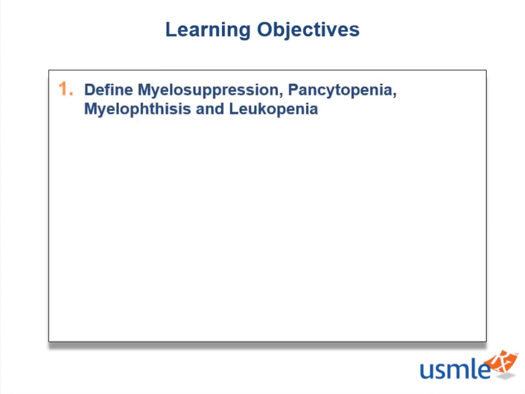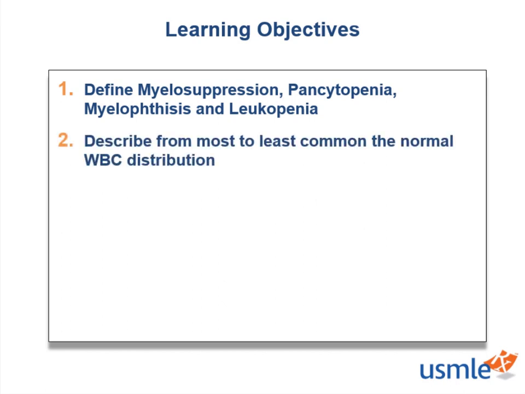To prepare you for test day, you'll be able to: 1. Define myelosuppression, pancytopenia, myelophthisis, and leukopenia. 2. Describe from most to least common the normal white blood cell distribution. And 3. List causes of leukopenia.